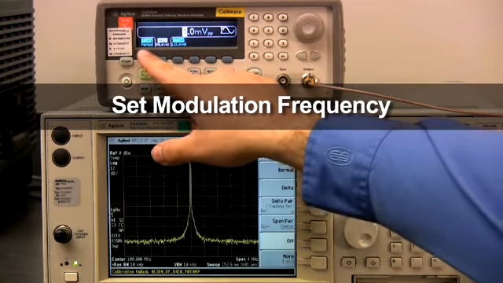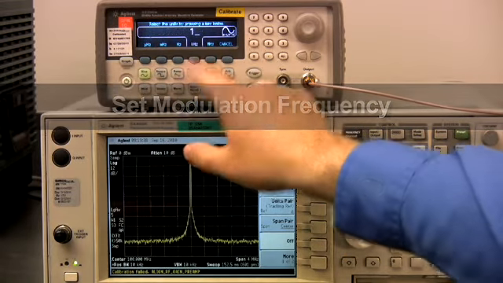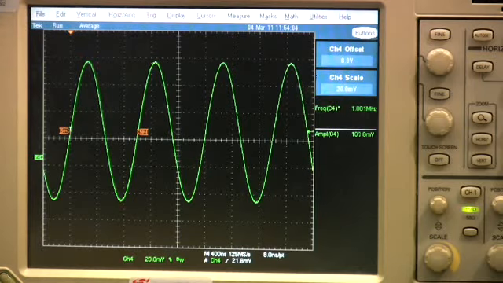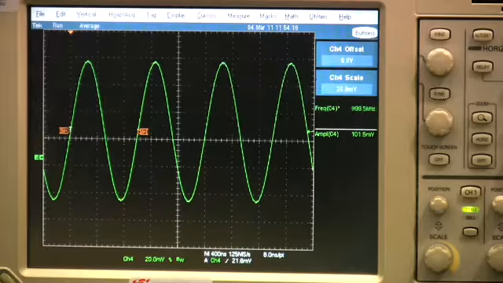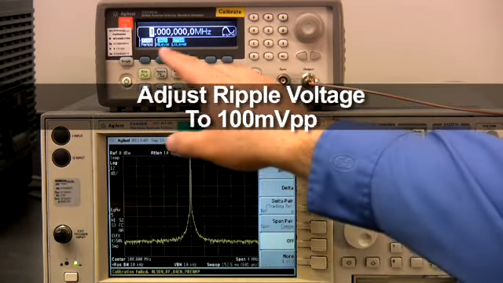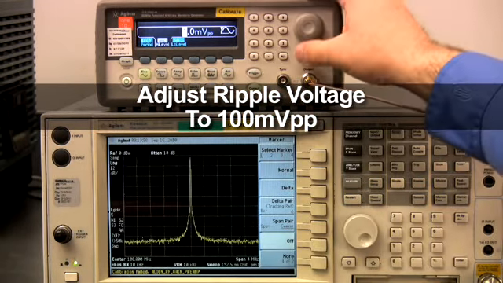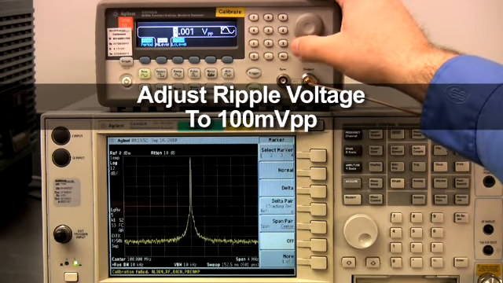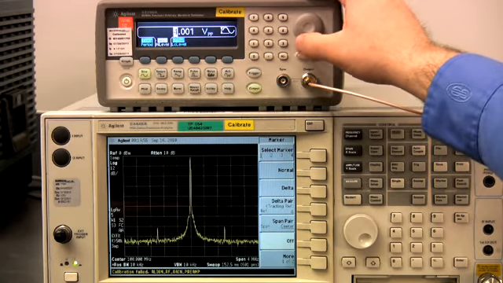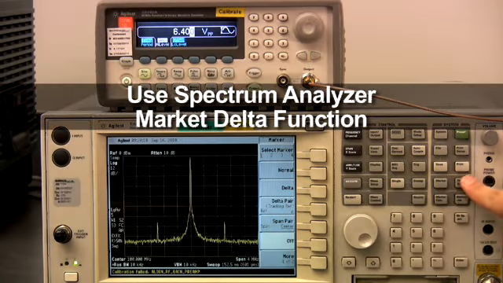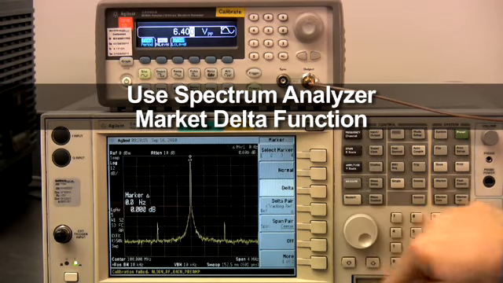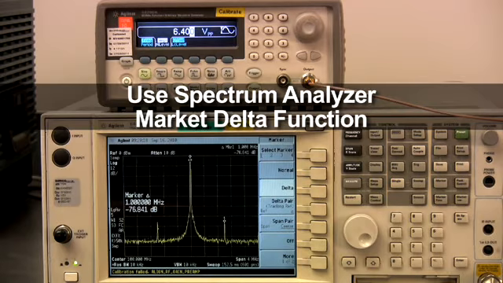First, set the modulation frequency. Second, measure the ripple voltage of the VDD pins at the device under test using the oscilloscope. Third, adjust the ripple voltage to 100 millivolts peak to peak. Fourth, use the spectrum analyzer's marker delta function to quickly measure the relative spur amplitude.